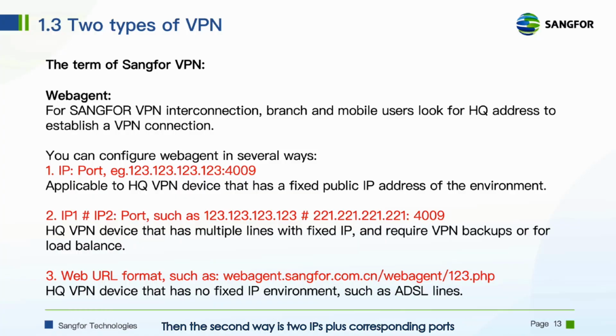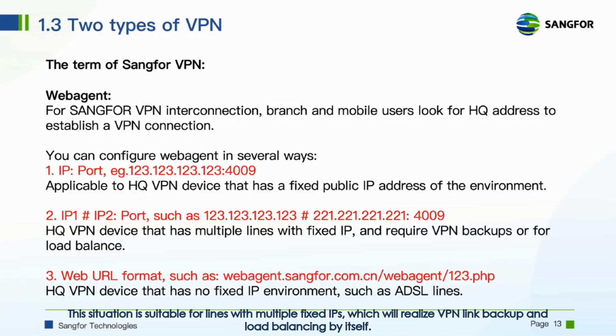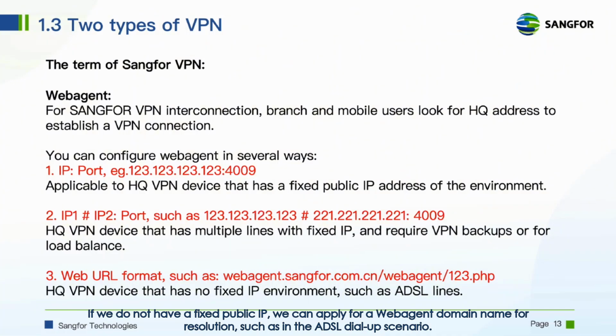Then the second way is 2 IPs plus corresponding ports. This situation is suitable for lines with multiple fixed IPs, which will realize VPN link backup and load balancing by itself. If we do not have a fixed public IP, we can apply for a WebAgent domain name for resolution, such as in the ADSL dial-up scenario.